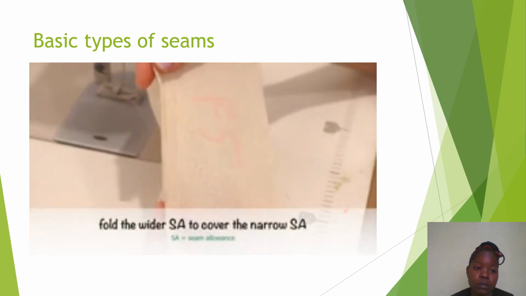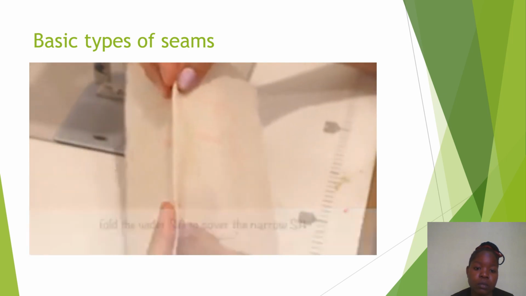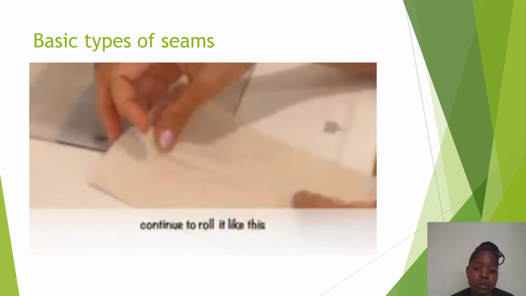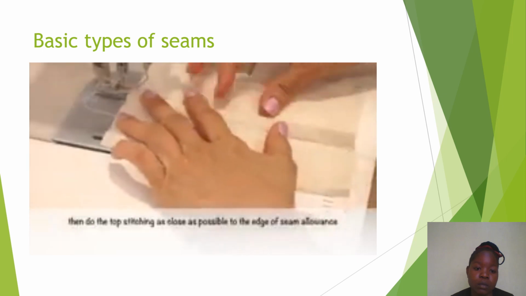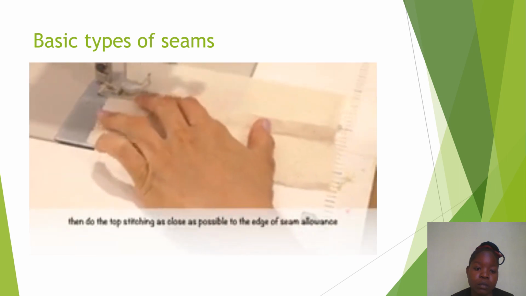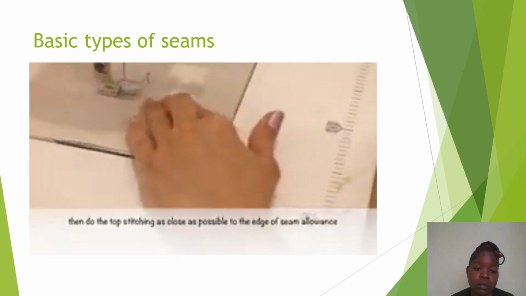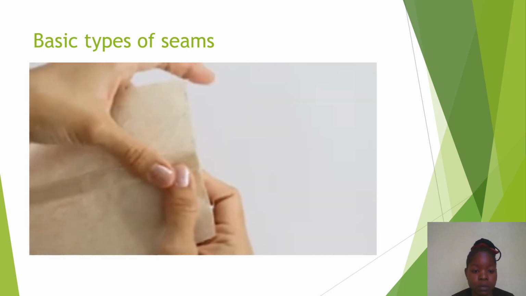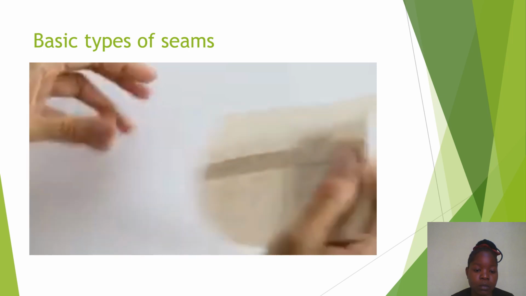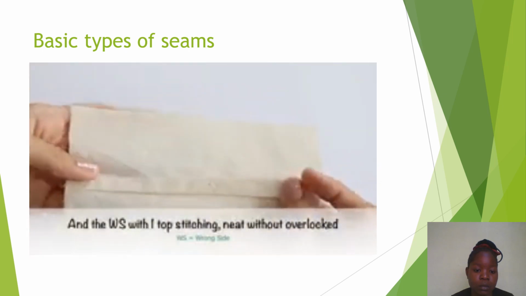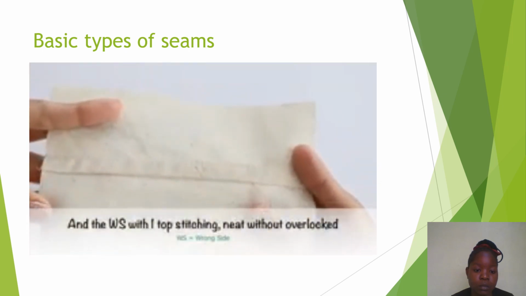Fold the wider seam allowance to cover the narrow seam allowance. Continue to roll it like this, and then do the top stitching as close as possible to the edge of the seam allowance. This is the right side with 2 top stitchings, and then the wrong side with 1 top stitching, neat without overlock.